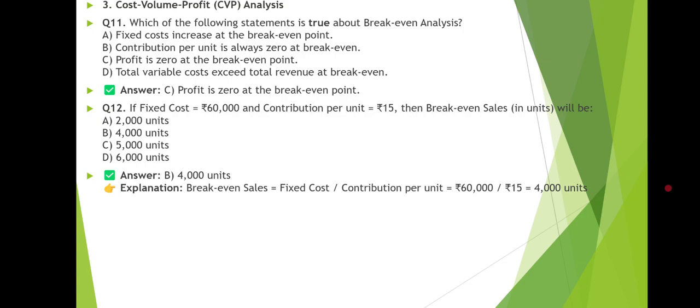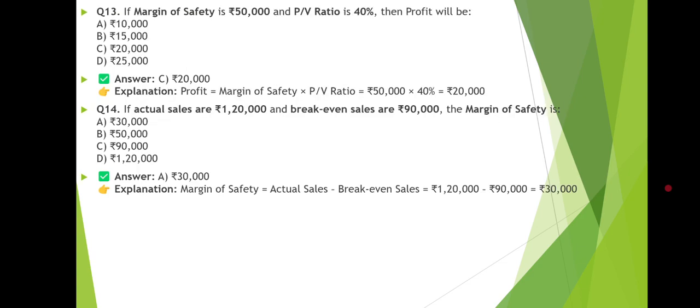We can calculate the break even sales by dividing the fixed cost by the contribution per unit. We have already mentioned that the fixed cost is 60,000 and contribution is 15. By dividing, we get the result 4,000 units. Next question we have, the margin of safety is 50,000 and the PV ratio is 40. So what is the profit? Profit is equal to margin of safety times PV ratio.